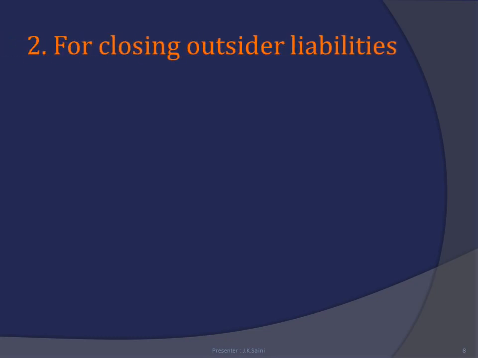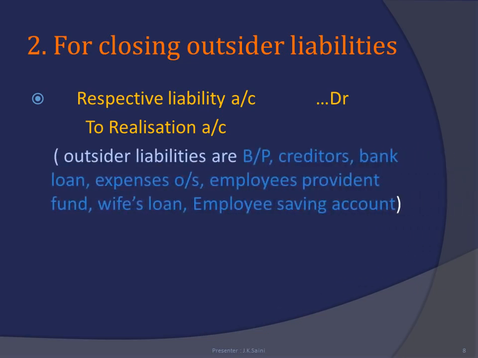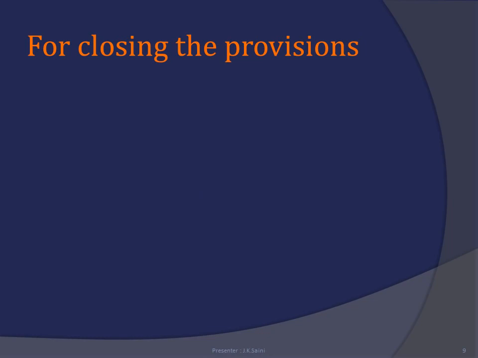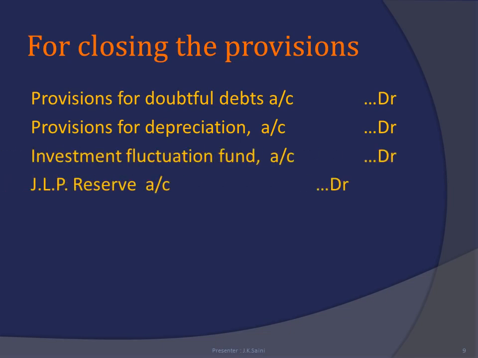Proceeding further, the liabilities as appearing on the liability side are closed. Respective liability account debit to realization account. These are outside liabilities I already mentioned: bills payable, creditors, bank loan, expenses outstanding, employees provident fund, wife's loans, and employee saving account. Provisions are also closed, debiting the provision for doubtful debts, provision for depreciation, investment fluctuation fund, joint life policy reserve, and to realization account.